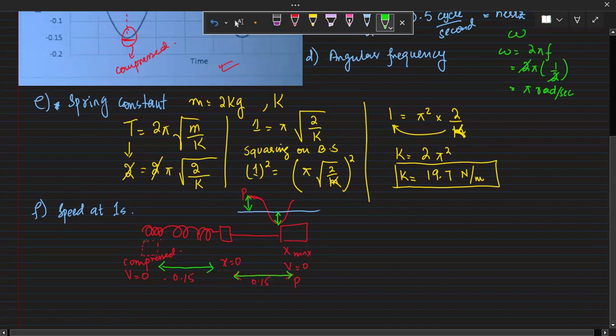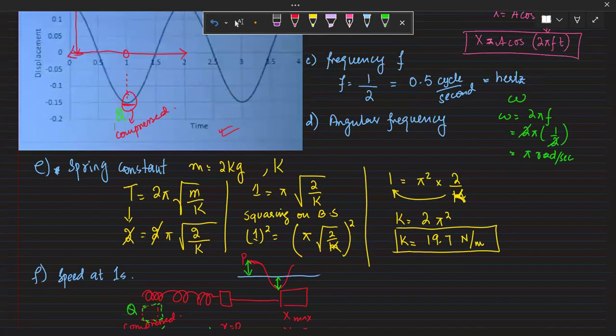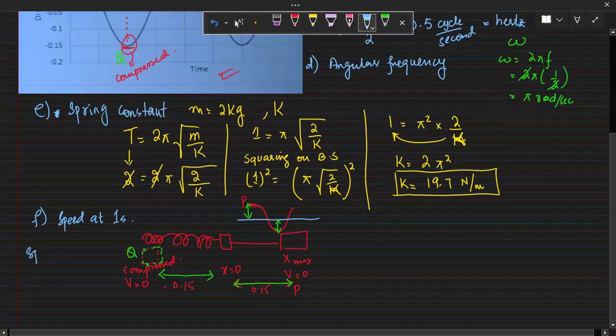here. Let me draw it. The spring is here at point Q, let's say at point Q, right? Now the speed is 0. So I hope this point is clear. The speed is going to be 0.